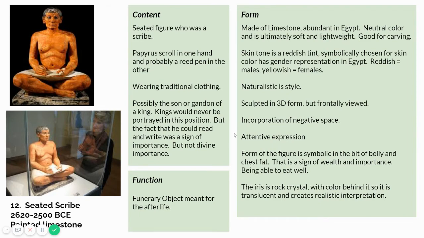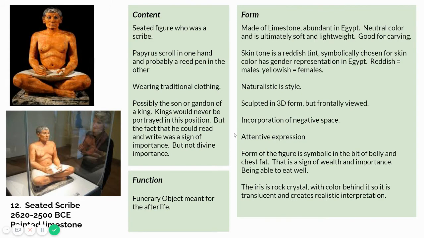Our next image is number 12. He's called the Seated Scribe. He's from 2620 to 2500 BCE. He is carved out of limestone and then painted. And I really love this figure because it is our first image where we are seeing a naturalistic sculpture. We're not seeing an image or a figure that is abstracted or stylized, but it's kind of our first naturalistic, really pushing for that realistic type of reproduction.